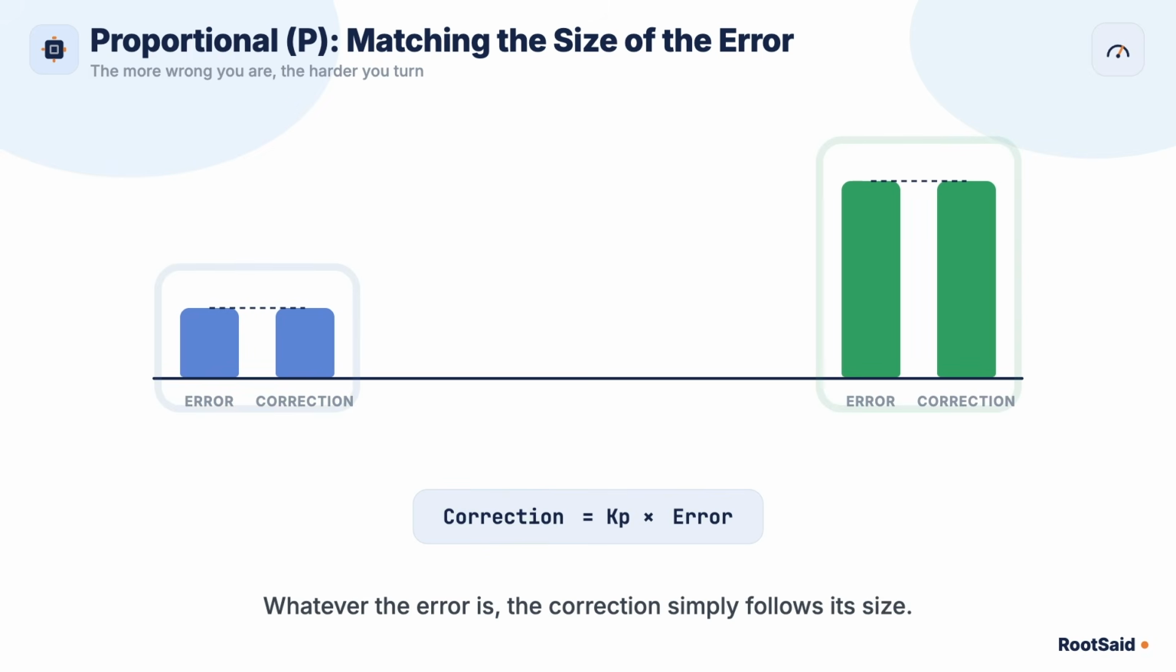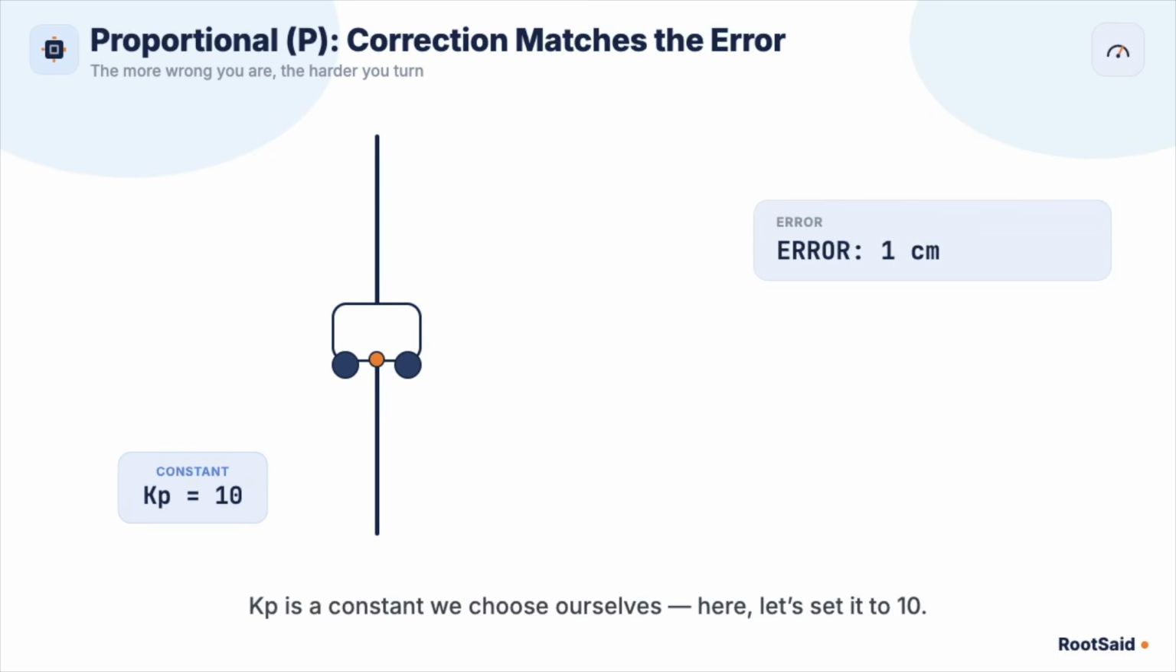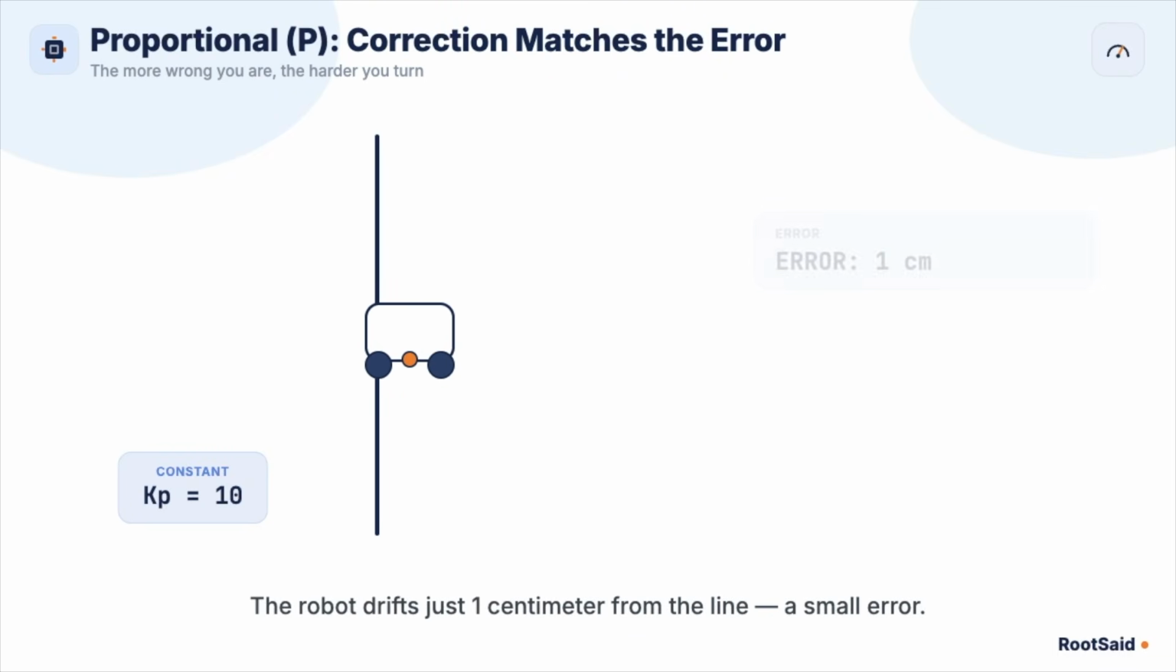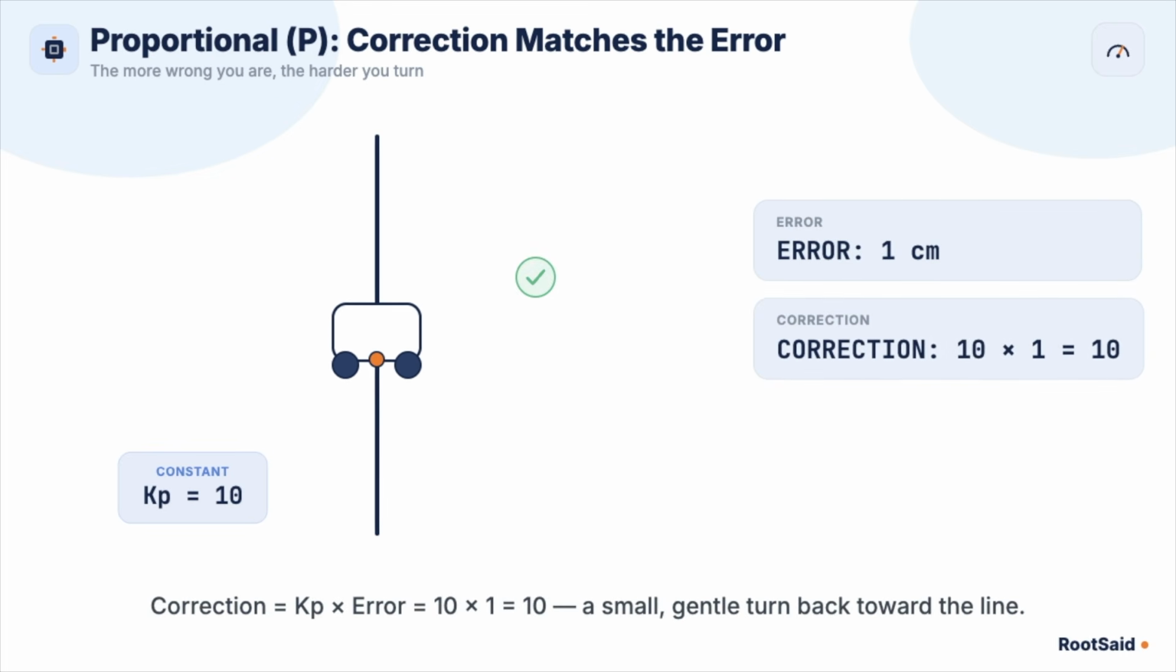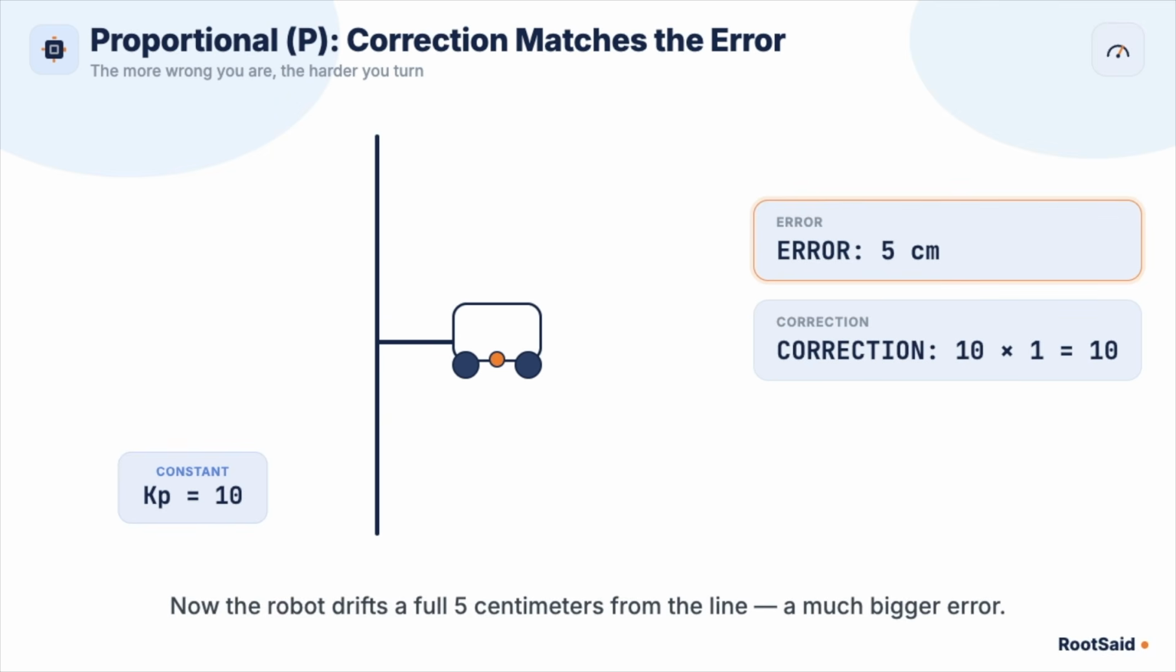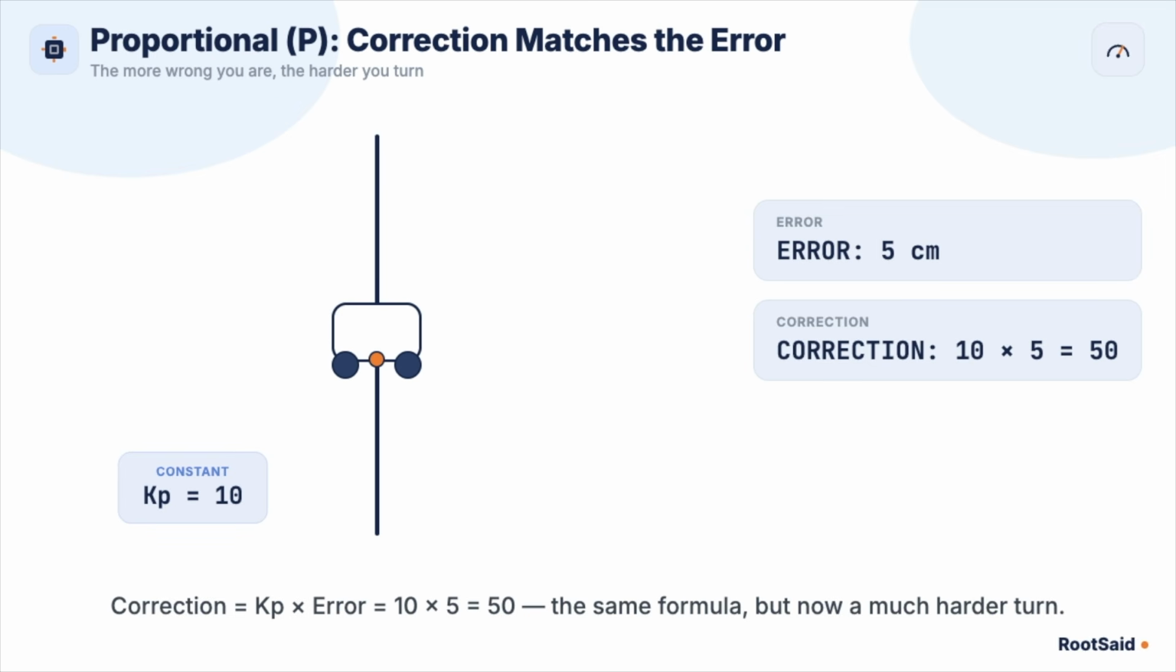Now, in our line follower robot, let's say the value of Kp is 10. Alright, now let's say the robot is 1 centimeter off the line. So what will be the correction value? That will be Kp into 1 centimeter. Kp is 10, so the correction value will be 10. So the wheel speed changes by only 10. The robot turns very gently. Now, let's say the robot is 5 centimeters off the line. Now the error will be 5, right? So the output or the correction will be 10 into 5, that will be 50. So the wheel speed changes by 50. The robot turns much harder.